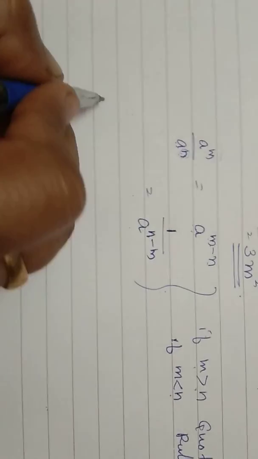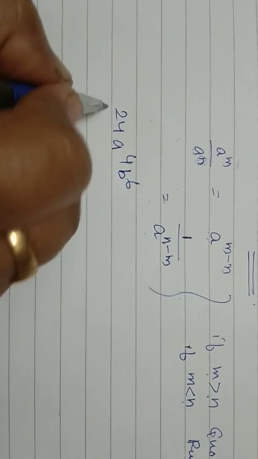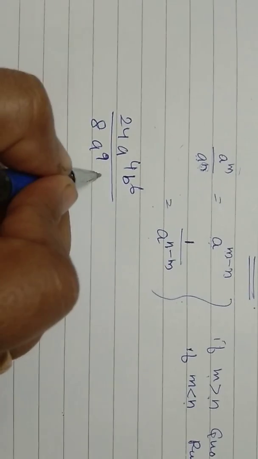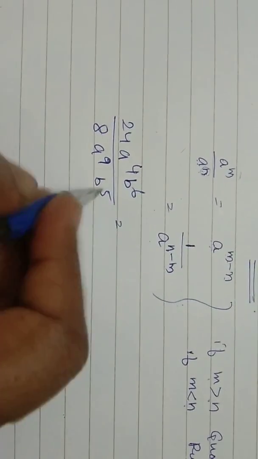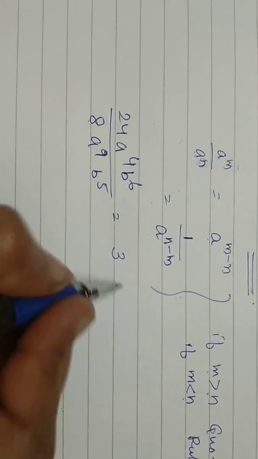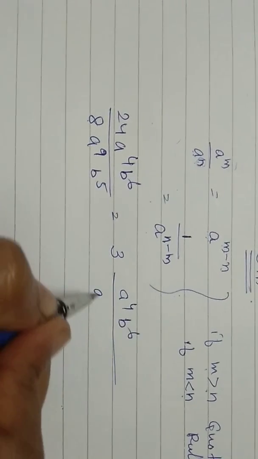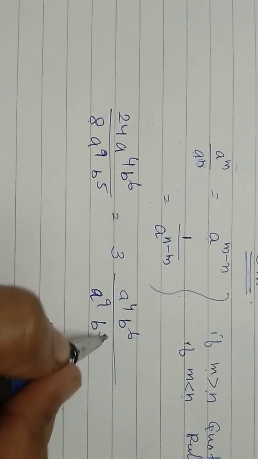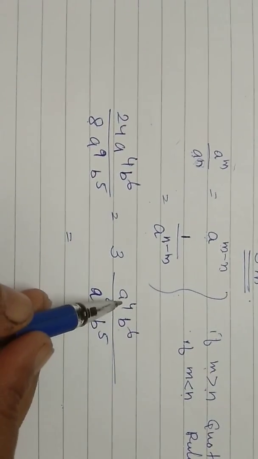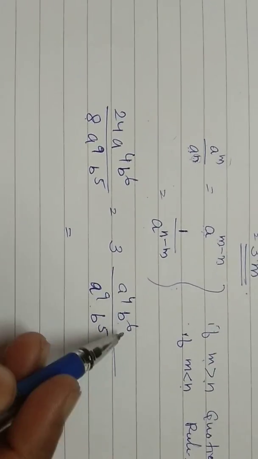I will show one more example. 24 a raised to 4 b raised to 6 divided by 8 a raised to 9 b raised to 5. It is 24 divided by 8, you know, that is 3. Now we take the expression a raised to 4 b raised to 6 by a raised to 9 b raised to 5. Here you can use this law. I will show you how to use it, because when we expand this it will become a large step, and then we can cancel the like terms and find the answer.